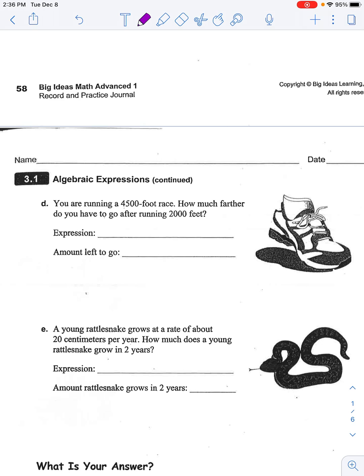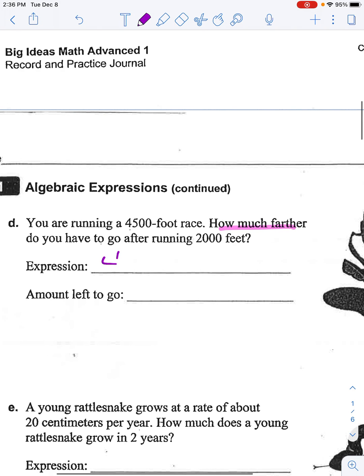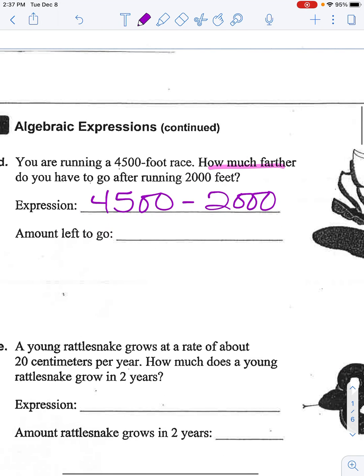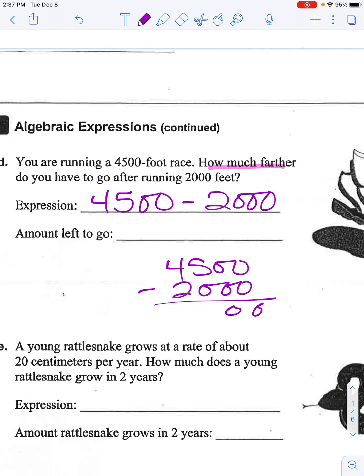Next one, you are running a 4,500 foot race. How much farther do you have to go after running 2,000 feet? So if you looked at those keywords, how much farther says we're going to be doing subtraction. So we are going to run 4,500 feet. How far do you have to run after you run 2,000 of the feet? Subtract to find how much further you have left to go. So we still have 2,500 feet left to go.